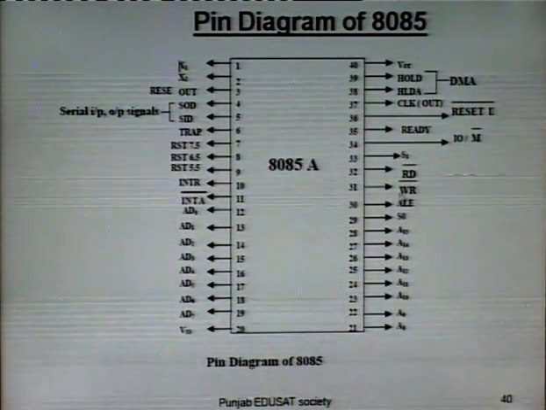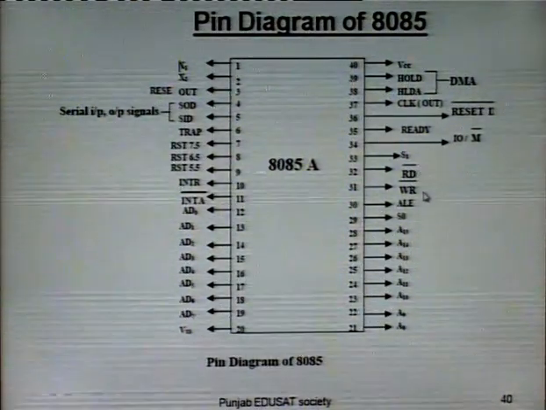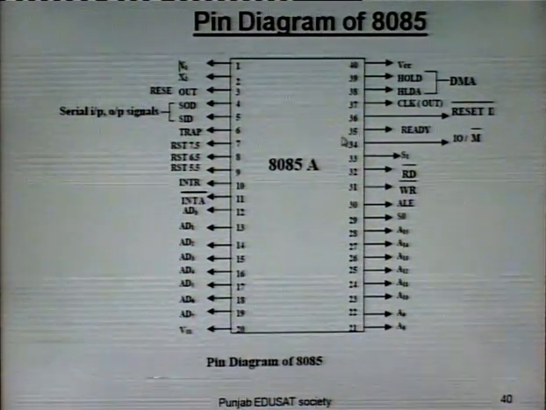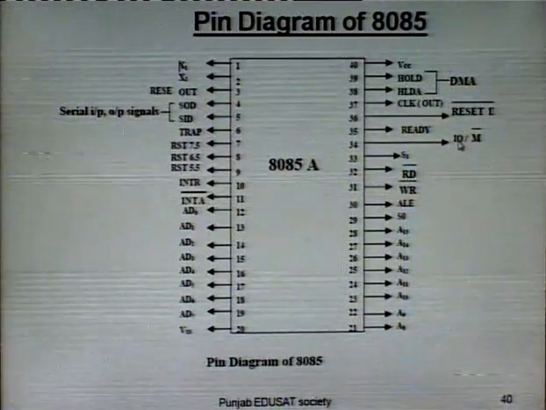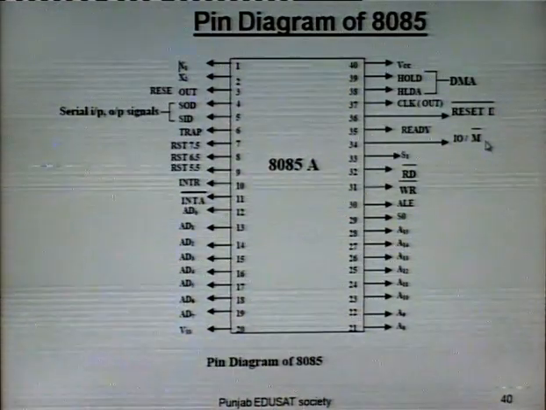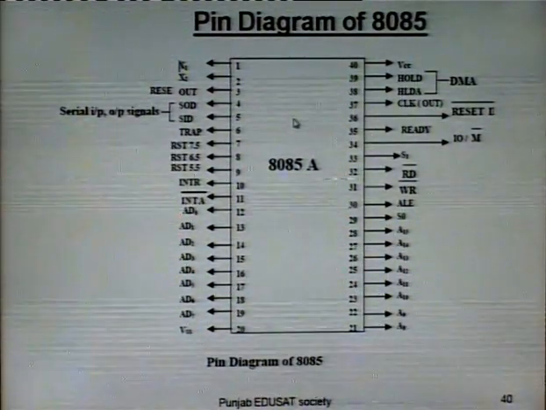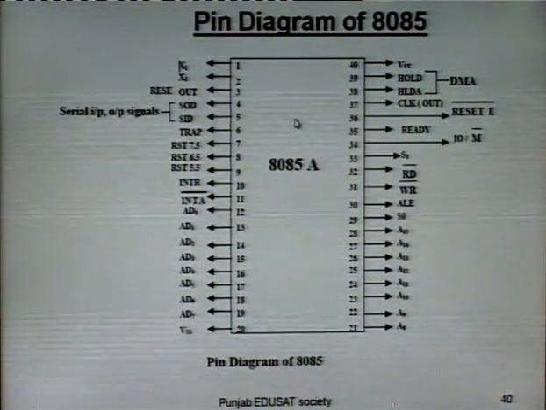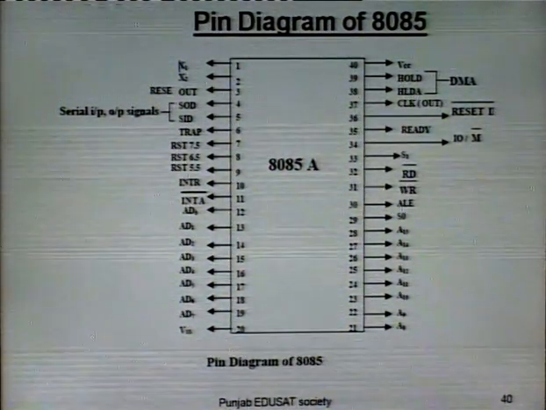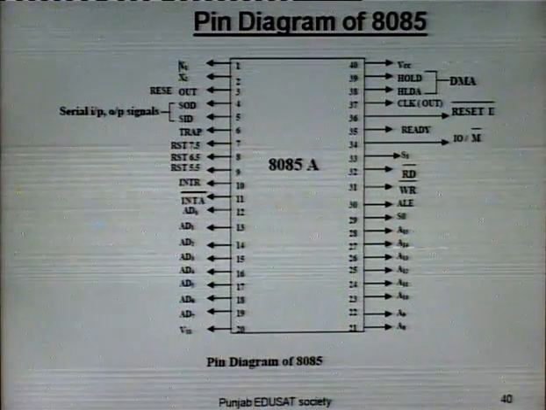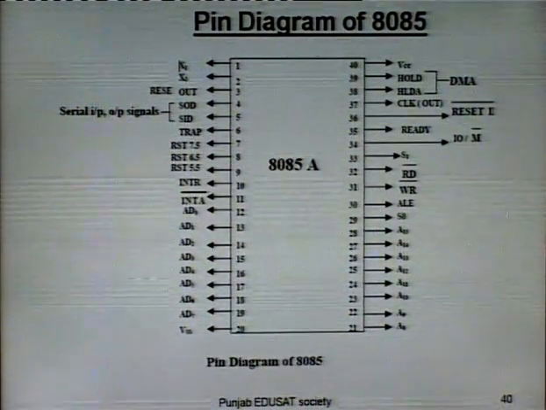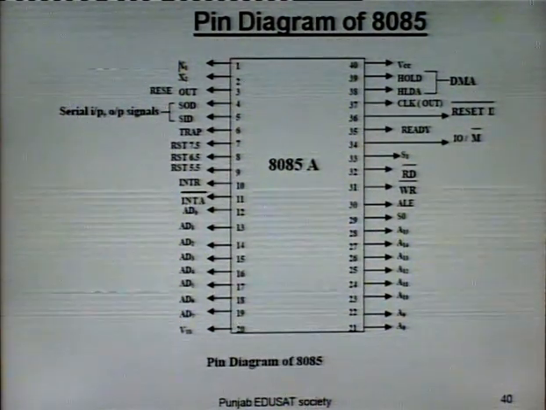Then we have read and write. These are active low signals. Then we have IO/M (input-output or memory). When this pin is high, an input-output operation is performed. When this is low, memory related operations are performed. Then we have the READY pin. Ready is an active high input control signal. With the help of this signal, the microprocessor checks the readiness of peripheral devices for data transfer, whether the peripheral device is ready to receive or send data.